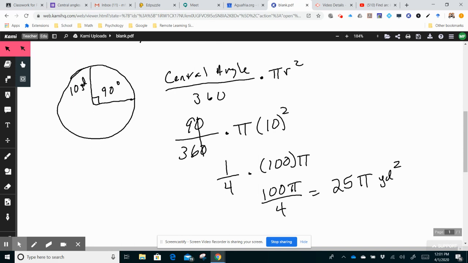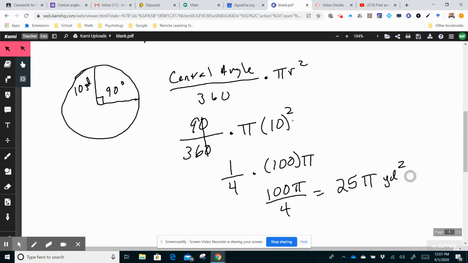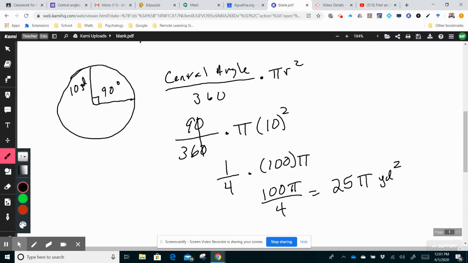This is what's going to be on the quiz on Friday. So I think I left the Friday one in decimal form. So what you would do is basically put 25 pi in your calculator or online calculator, push enter, and you'll get your decimal answer. So if I put it in my calculator, 25 pi, and that's approximately 78.54 yards squared, if I put it in the calculator.